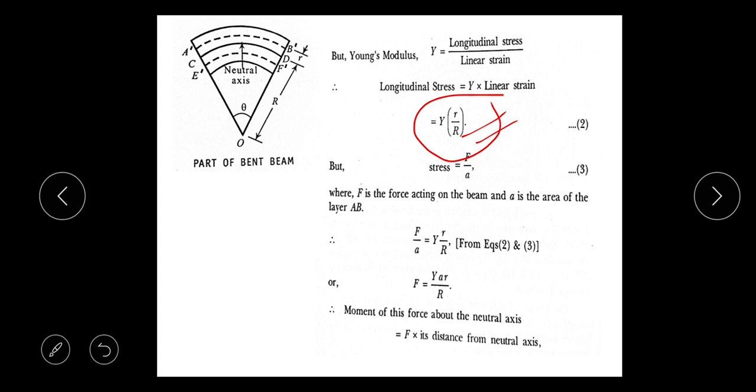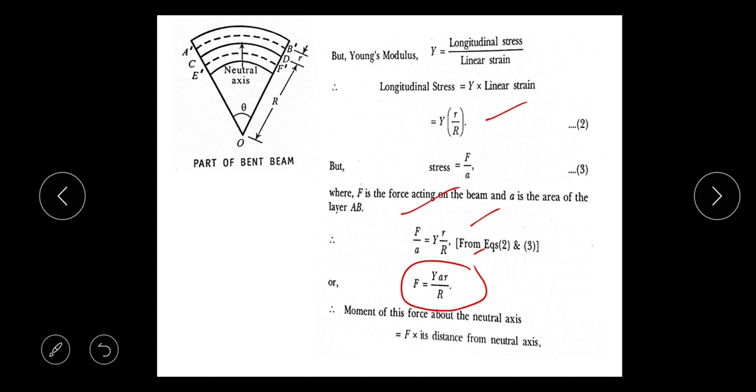But stress, according to the definition of stress, is restoring force per unit area, F by A. So we have an equation for longitudinal stress and we have an equation for general stress. So compare these two equations. Equation 2 and 3 we have to compare. Then we can write F by A is equal to Y r by R. Again rewriting that we get F is equal to Y A r by R.